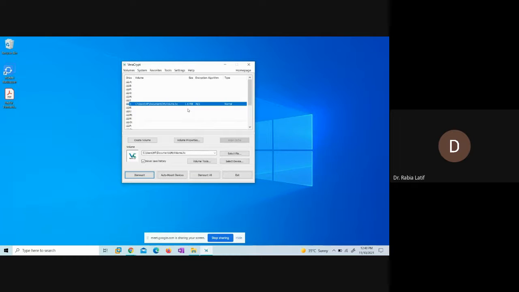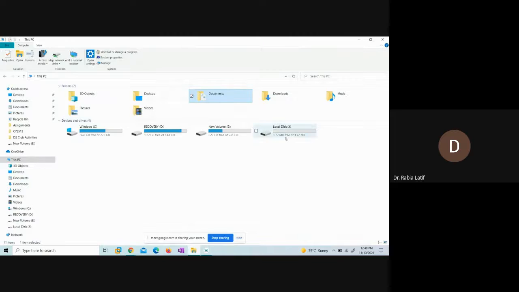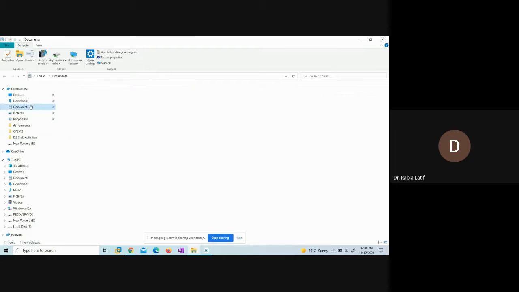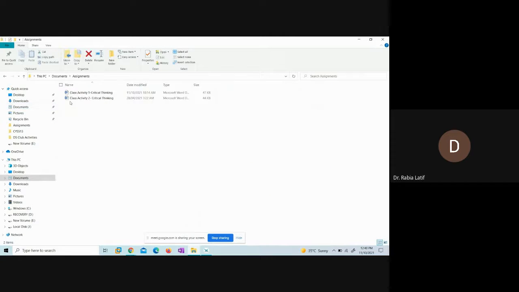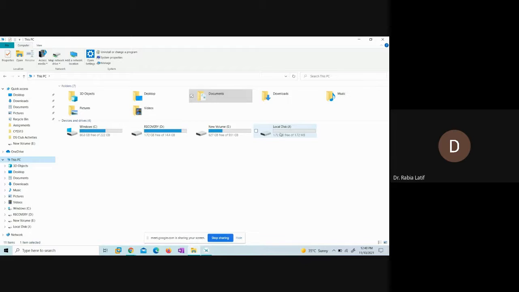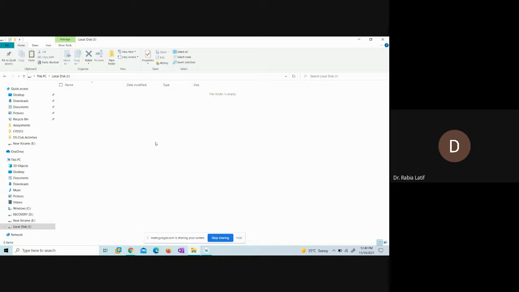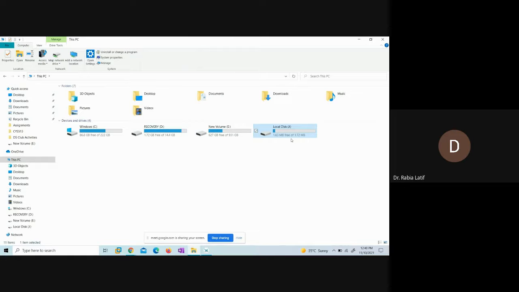Okay, so now when I go back, see, this is now my drive. This is my encrypted drive. So now, for example, I want to move some files from here. These are the two files that I want to encrypt. What I will do, I will put them here in this drive. Okay, so I want to encrypt these two assignments.